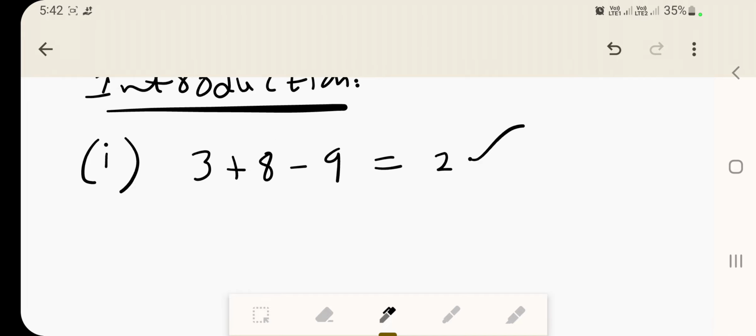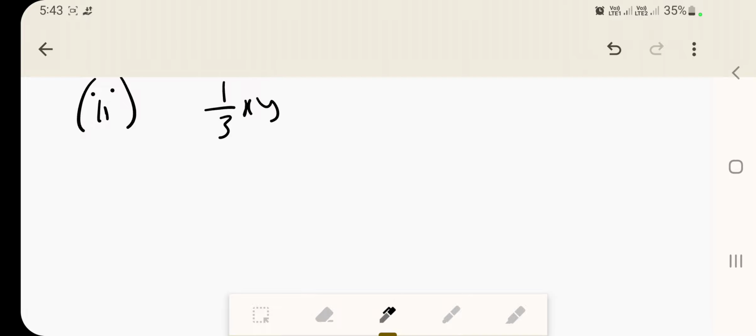Next, if you take another expression, that is 1 by 3 xy, this consists of variables x and y and constant 1 by 3. So this is also an expression. Like this, an expression is a combination of constants and variables, and it can be a sum of constants and variables. For example, we can write 3x plus 5, where the variable is x and the constants are 3 and 5.